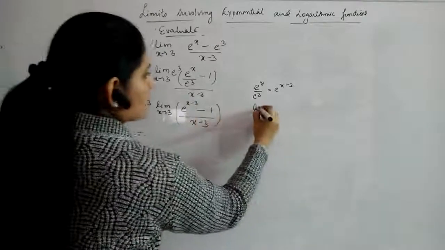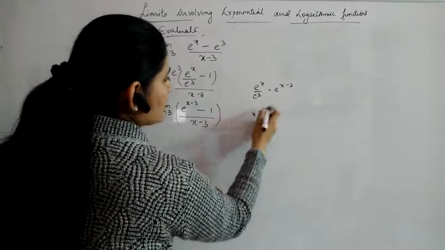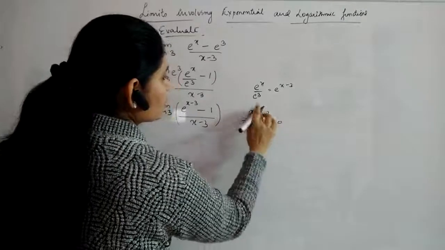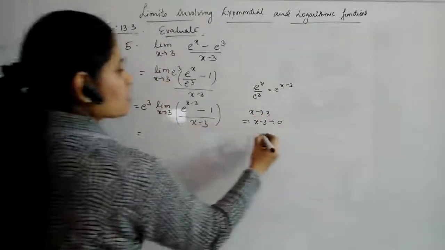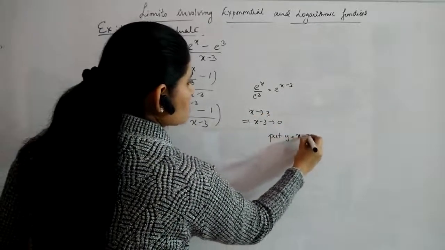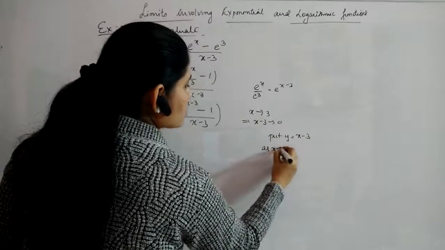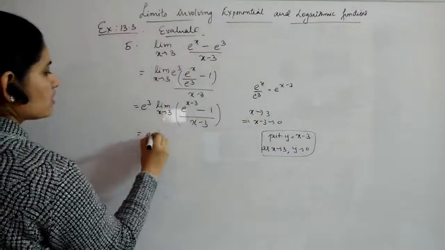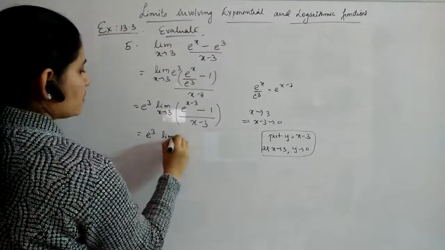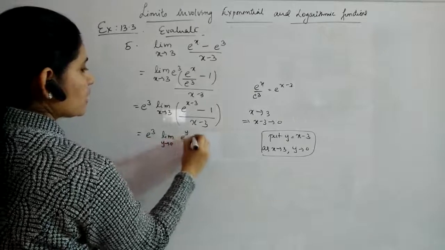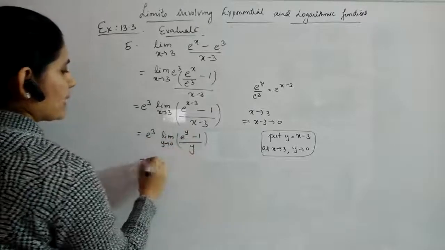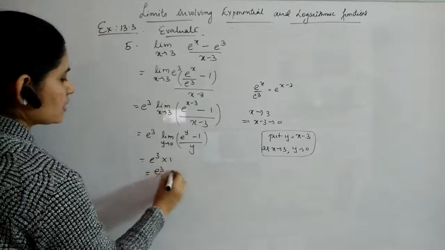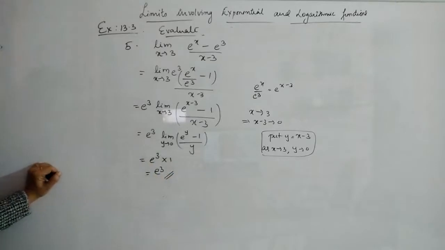Again limit x tends to 3 is the same as x minus 3 tends to 0, right? Or else you can just put y equal to x minus 3, so that as x tends to 3, y tends to 0. Either of the concepts you can use. So here you'll get e raised to 3 into limit y tends to 0, (e raised to y minus 1) by y, and the value of this will give you 1, so it is e raised to 3 into 1, which is e cube. So the answer is e raised to 3.